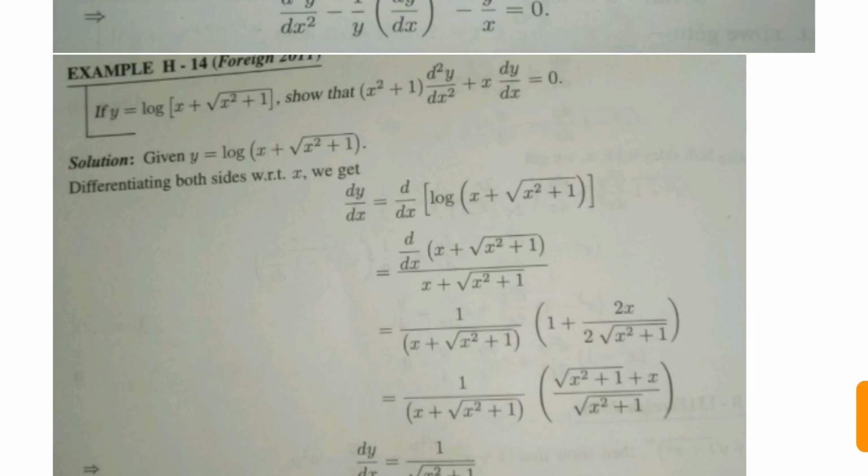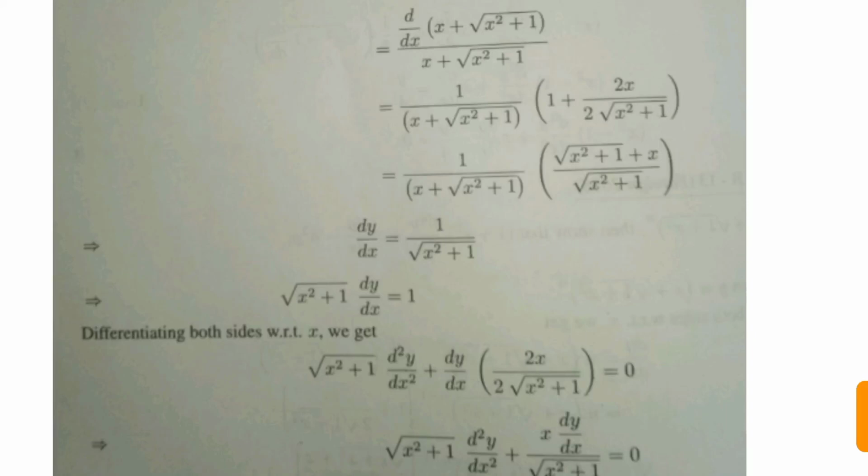After cancelling out 2, we get under root x square plus 1 plus x whole upon under root x square plus 1. Now numerator and denominator x plus under root x square plus 1 cancel out, you get dy upon dx is equal to 1 upon under root x square plus 1. Now cross multiplying, we get under root x square plus 1 dy upon dx is equal to 1.